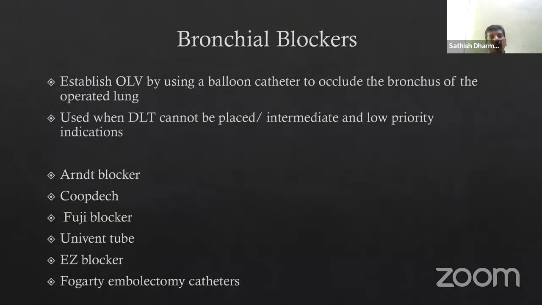Next comes the important one, the bronchial blockers. What is a bronchial blocker? It is a balloon catheter to occlude the bronchus of the operative lung. When will it be used? When DLT cannot be placed, or if the indication is intermediate or low priority. We have multiple bronchial blockers. They are the Arndt blocker, Cohen blocker, Fuji blocker, Univent tube, EZ blocker, and Fogarty embolectomy catheters.